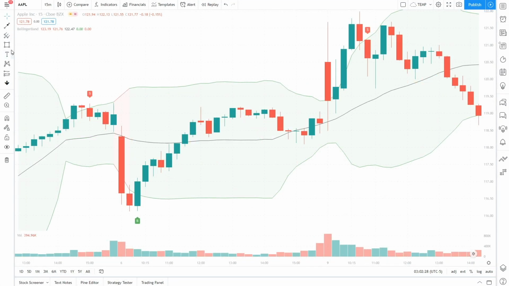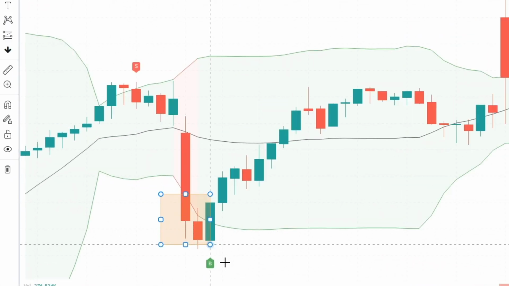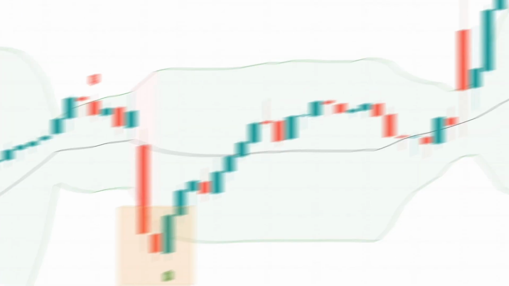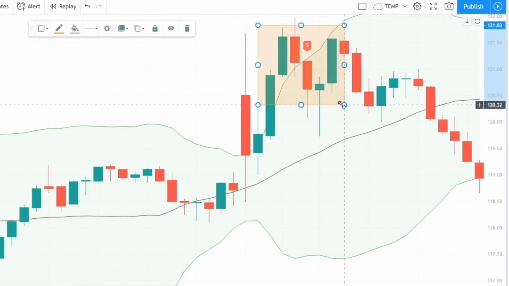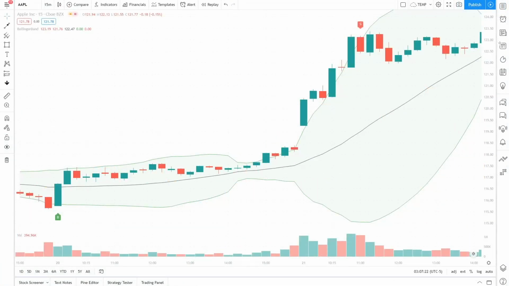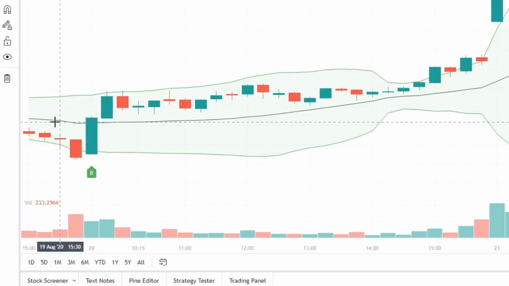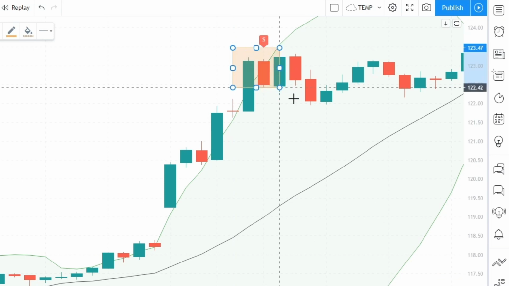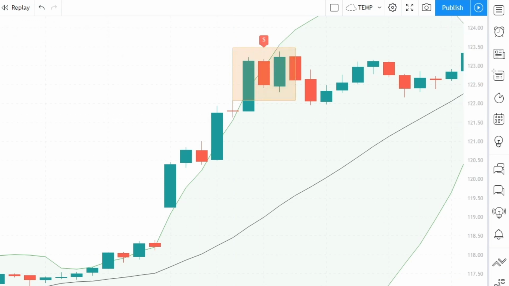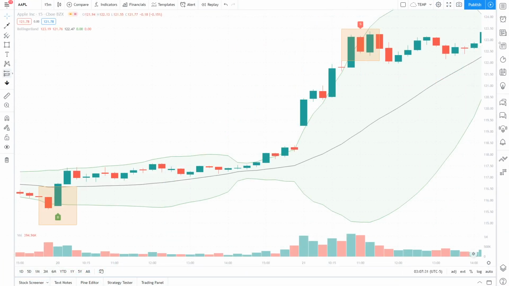Such as this example, where we would buy over here and sell up here for quite a nice profit. And this one, where we would buy here at this buy signal and sell all the way up here, resulting in another great trade. However, there is a problem that we will encounter with taking all of these signals.